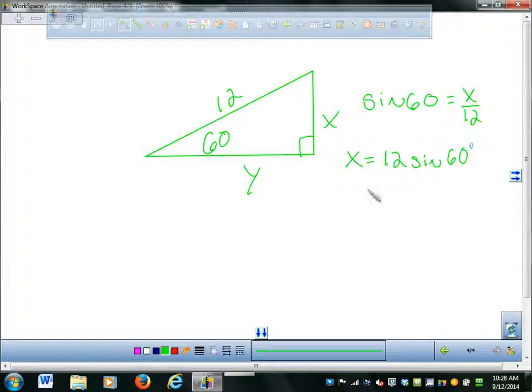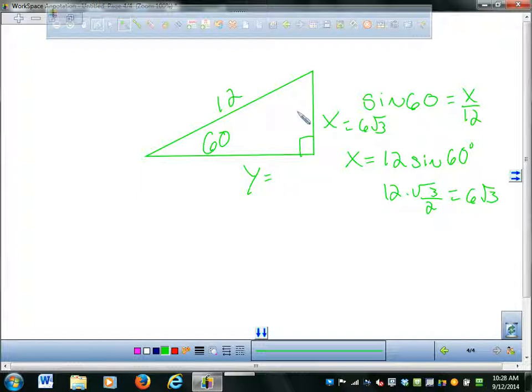Okay, if they say exact, what's the sine of 60? Root of 3 over 2. Okay, so this is 12 times root of 3 over 2. So if they ask for an exact answer, this is equal to 6 root of 3. So this over here is 6 root of 3. Okay. What's this over here going to be?